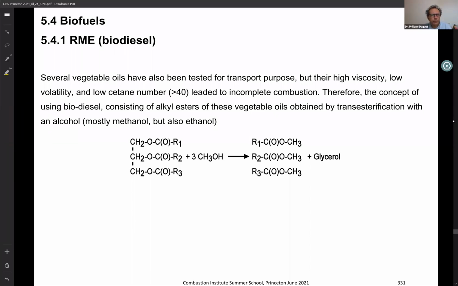So now we will spend some time with the chemistry of biofuels oxidation. The first part will concern products from vegetable oil, and so we can produce some methyl esters if we use a triglyceride oil in presence of methanol and a catalyst. Then you will get these three different methyl esters plus glycerol, which is coming from this part of the initial molecule.